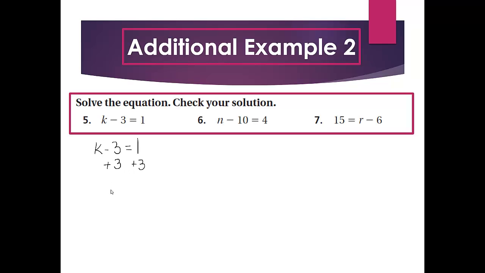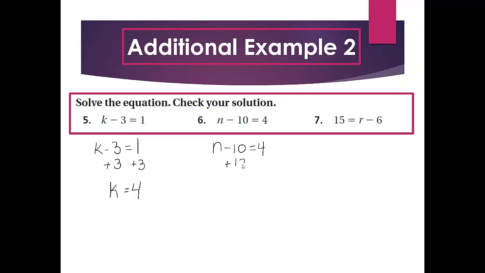When we add 3 to the left-hand side, we have k, and 1 plus 3 is 4. If we substitute this back in, 4 minus 3 equals 1. Now for number 6, we have n minus 10 equals 4. We want to undo the subtraction. We're going to do that by adding 10 to each side.